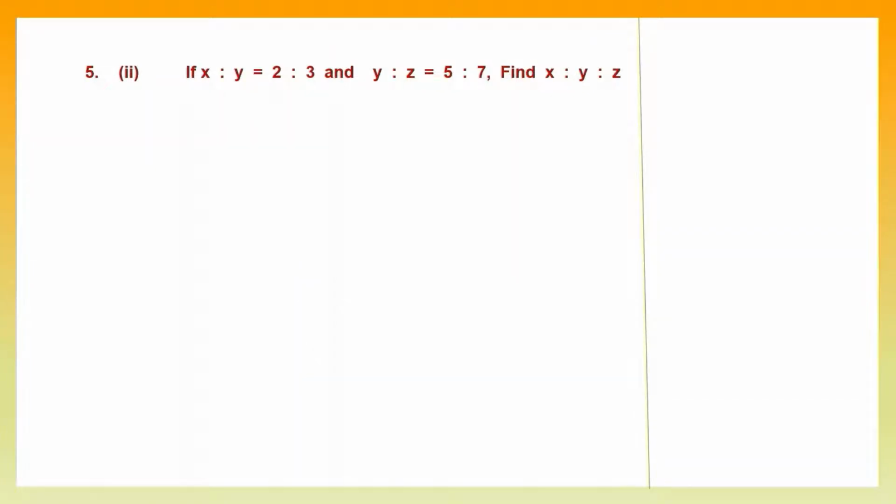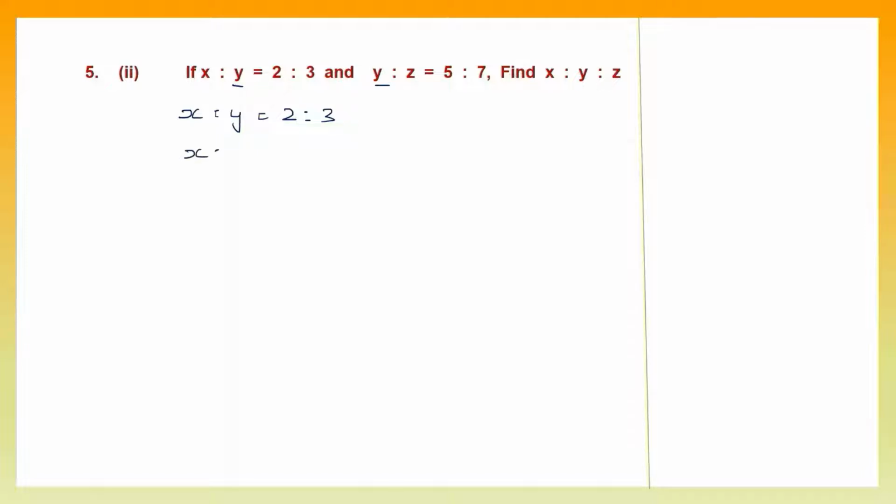Question 2. If x is to y is equal to 2 is to 3 and y is to z equals 5 is to 7, find x is to y is to z. So let's do that. X is to y is 2 is to 3. So what is common here? Y. Okay, the second term of the ratio.